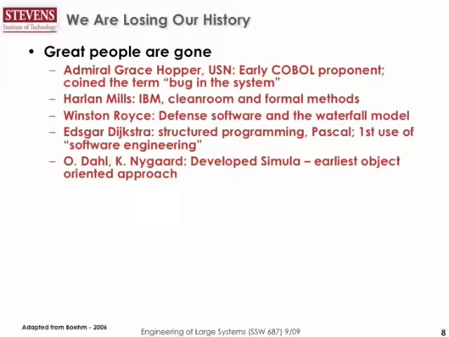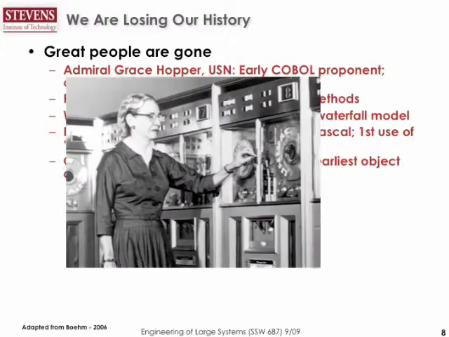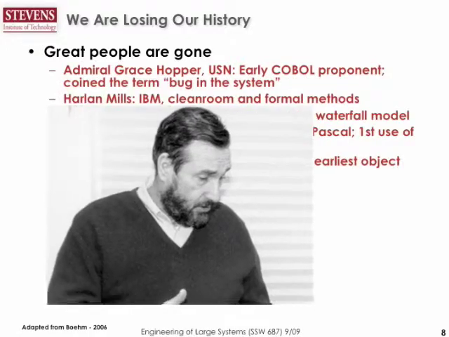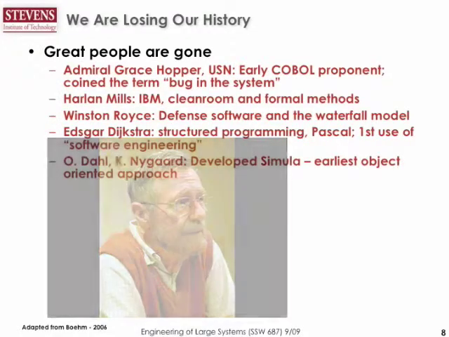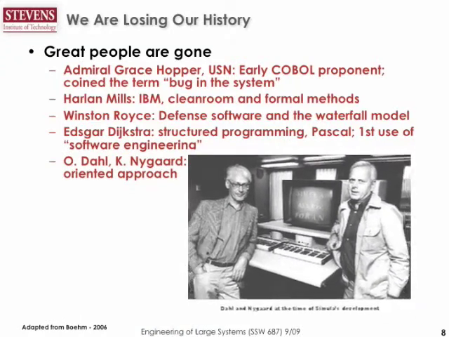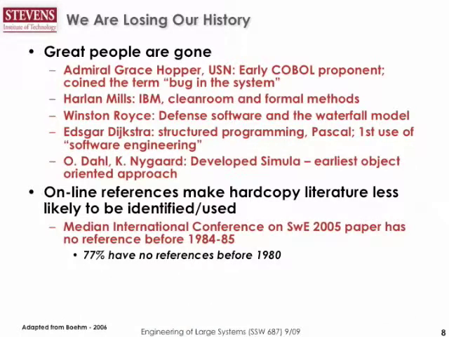Unfortunately, we are really losing our history. So many great software engineering heroes are gone: Grace Hopper, Harlan Mills, Winston Royce, Edsger Dijkstra, Dahl and Nygaard. And to make matters worse, most of the students today, and researchers in general, make their references over the web or with digital libraries, and they don't go back to the point where there were actually real, honest-to-God papers.